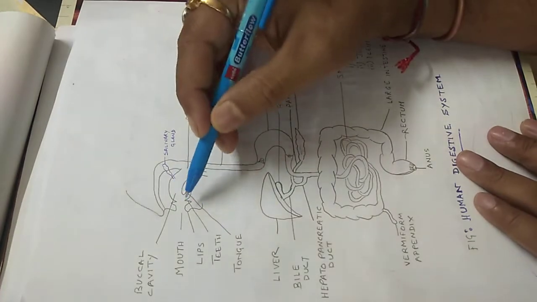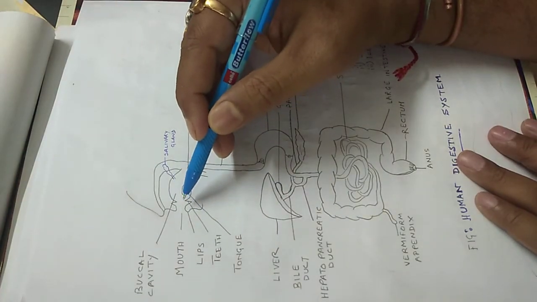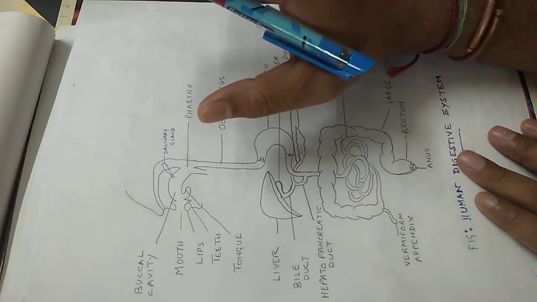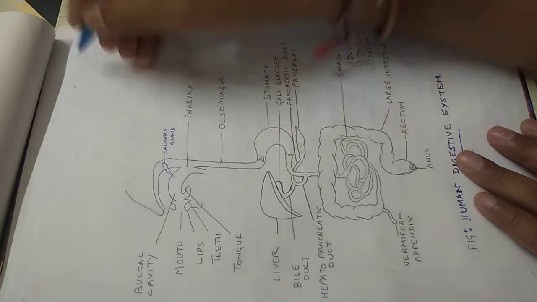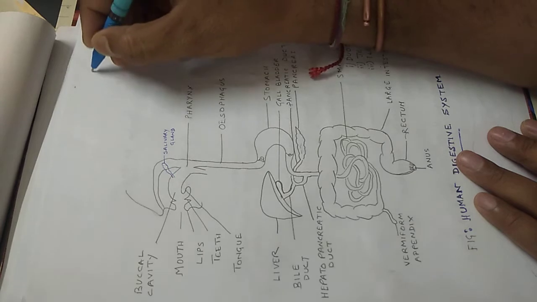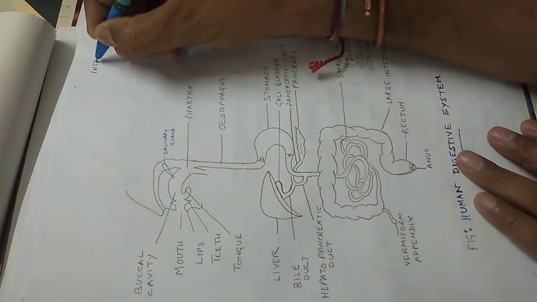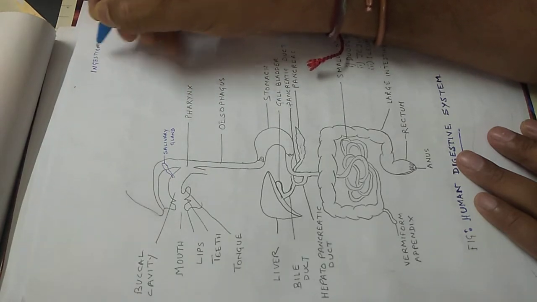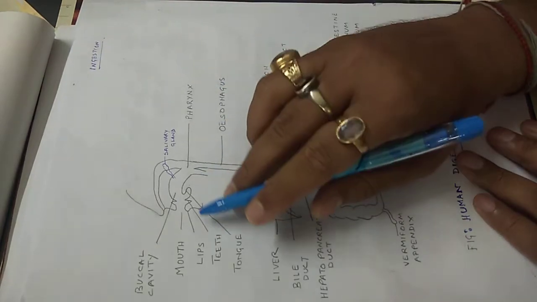So when we take in food, the ingestion takes place through the mouth. So you know the 5 steps of holozoic nutrition. The first process is ingestion. Ingestion means taking in the food. So we take in the food with the help of our mouth.